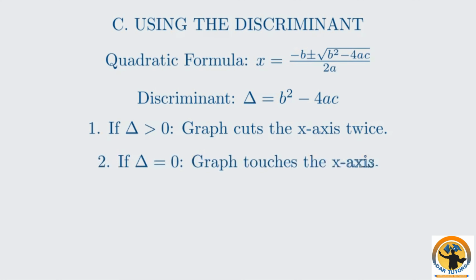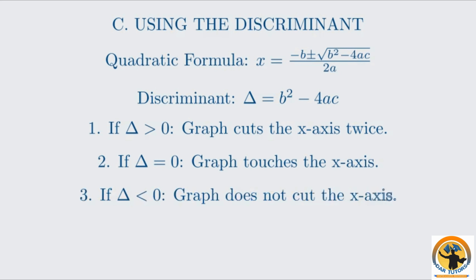Second, if the discriminant is exactly 0, its square root is 0. The plus-minus part of the quadratic formula vanishes, leaving us with only one solution for x. The parabola will touch the x-axis at a single point, which is also its vertex.